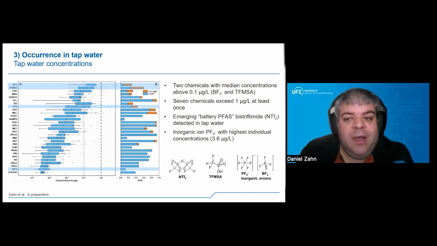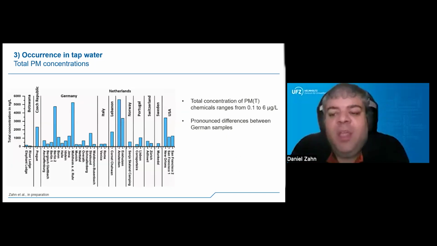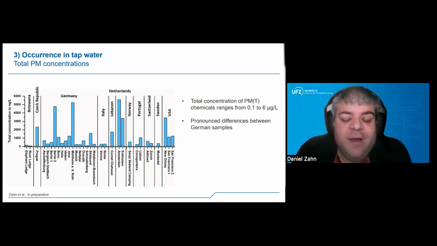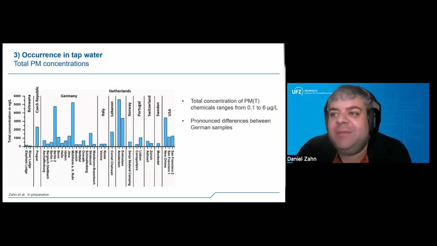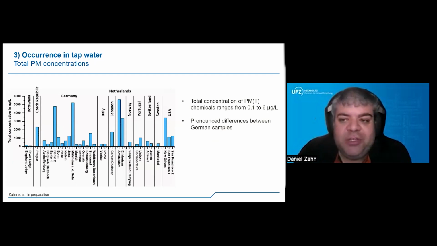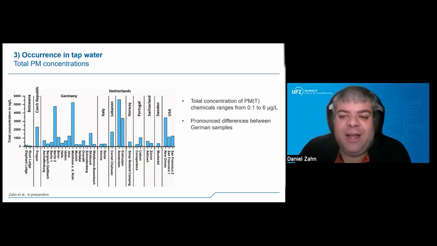So what kind of total burden does this reflect? If we look at total tap water concentrations, we are again lower than we were in surface water. We are lower than we were in bank filtrate. Here we have a tap water concentration of 0.1 microgram per liter up to 6 microgram per liter of the PM chemicals. We see there's quite a large variation. And even if you look into waters from the same country, like Germany, there's a huge variation between the concentrations we observe, while others look very comparable if you look at Venice and Rome.